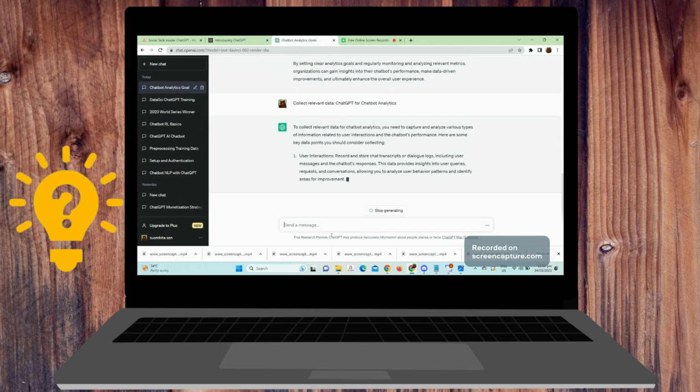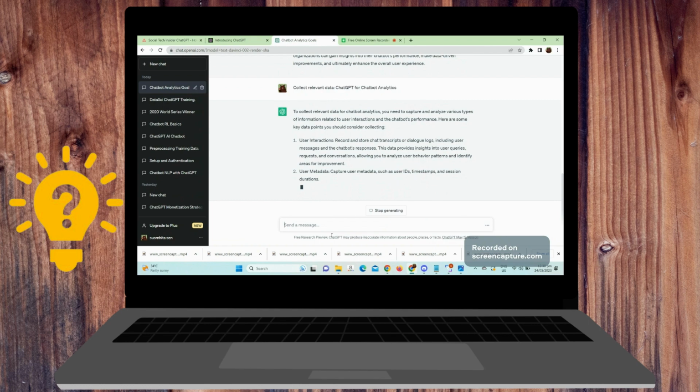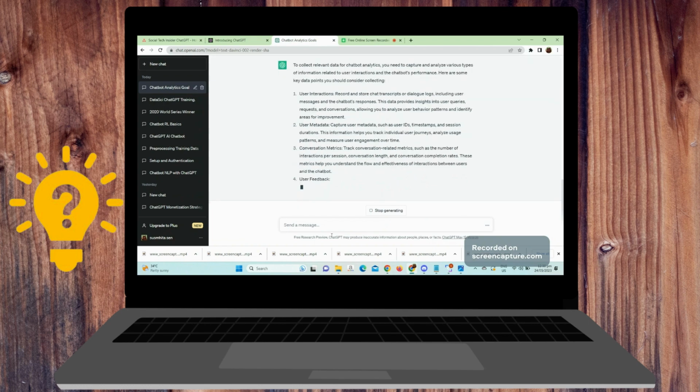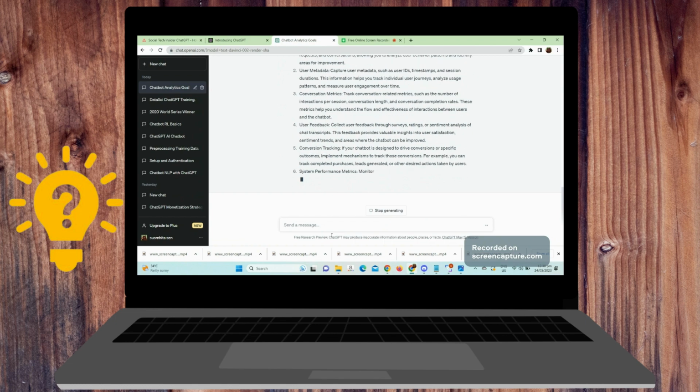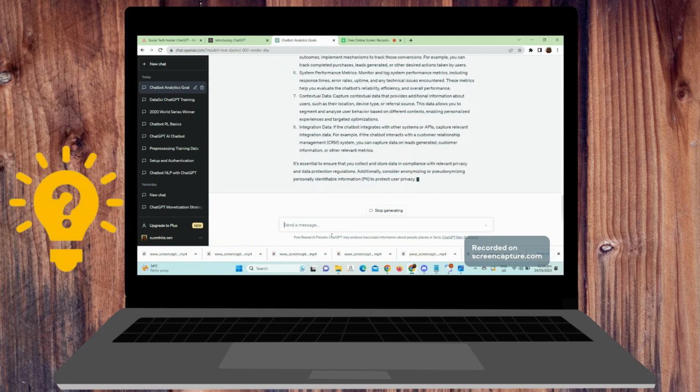Implement tracking mechanisms in your chatbot to capture data on user interactions, timestamps, user inputs, and chatbot responses. Collect the necessary data points to analyze and gain insights.